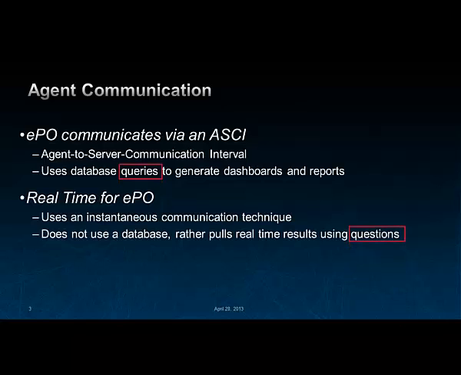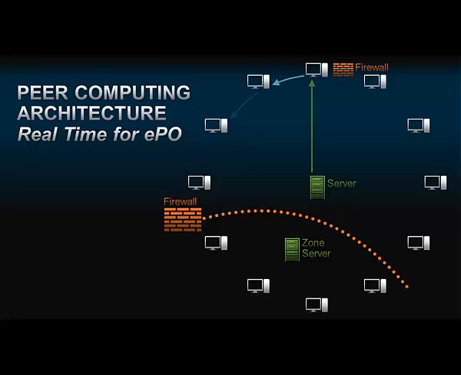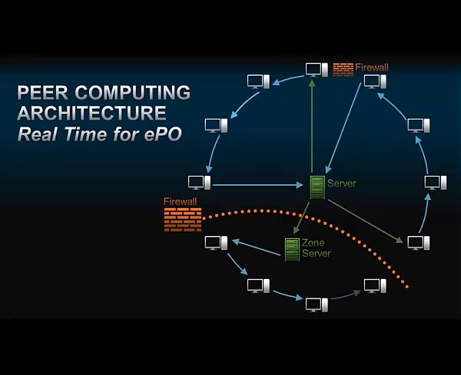The terminology we like to use with real-time is that we now ask questions, because as you can see here, there's no database. We're actually pulling results in real time by talking to each of the endpoints. And what that looks like, this is the architecture, as you can see there's a query that goes out, and in a ring architecture each of the machines hop the question to each other and the results come back. So there's actually one in and one out, so that highly reduces the number of communications out to the network, and that is the fundamental difference for how real-time works compared to the ASCII architecture of today's ePO.